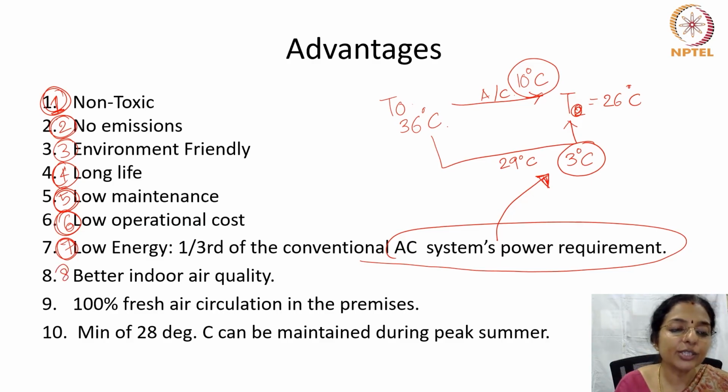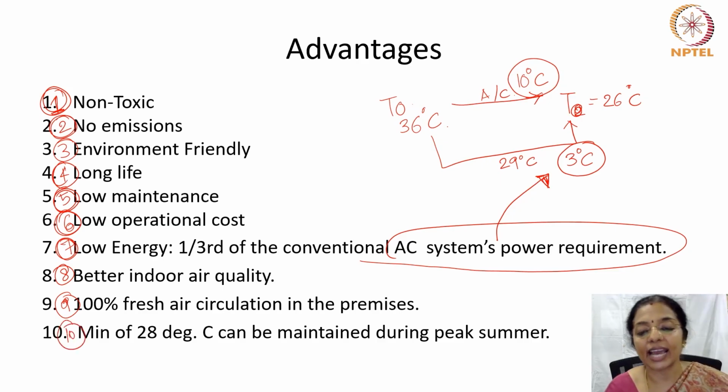Next, you can have better indoor air quality. You can have 100% fresh air circulation in the premises, and a minimum of 28 degrees centigrade can be maintained during peak summer generally.